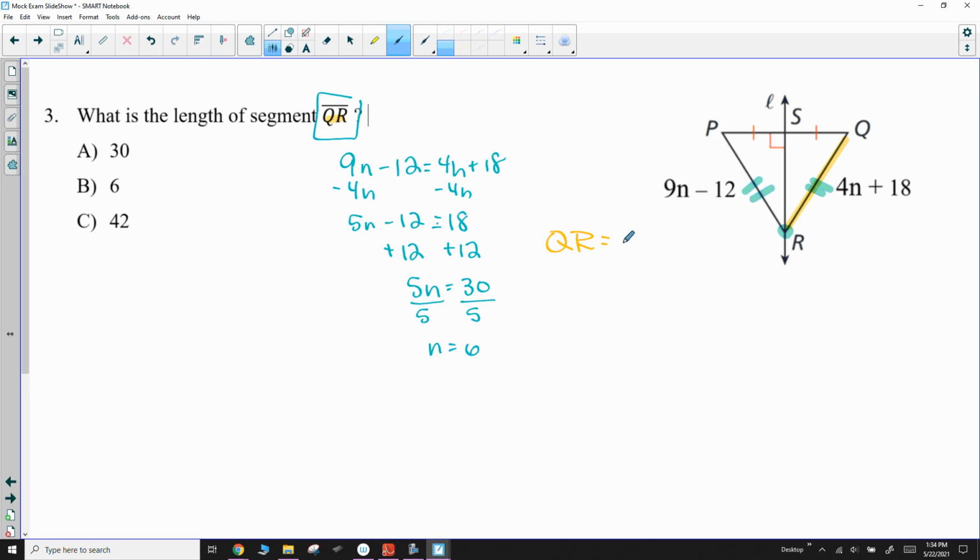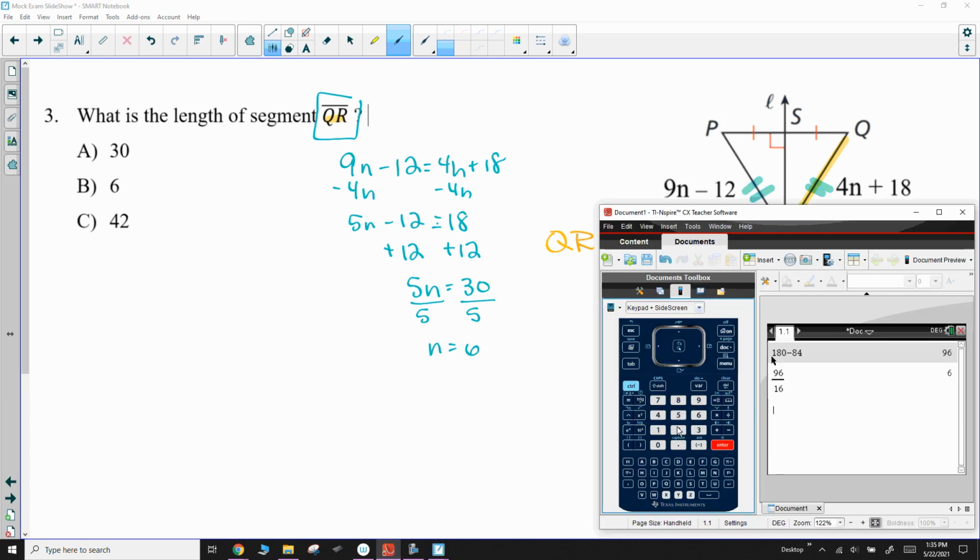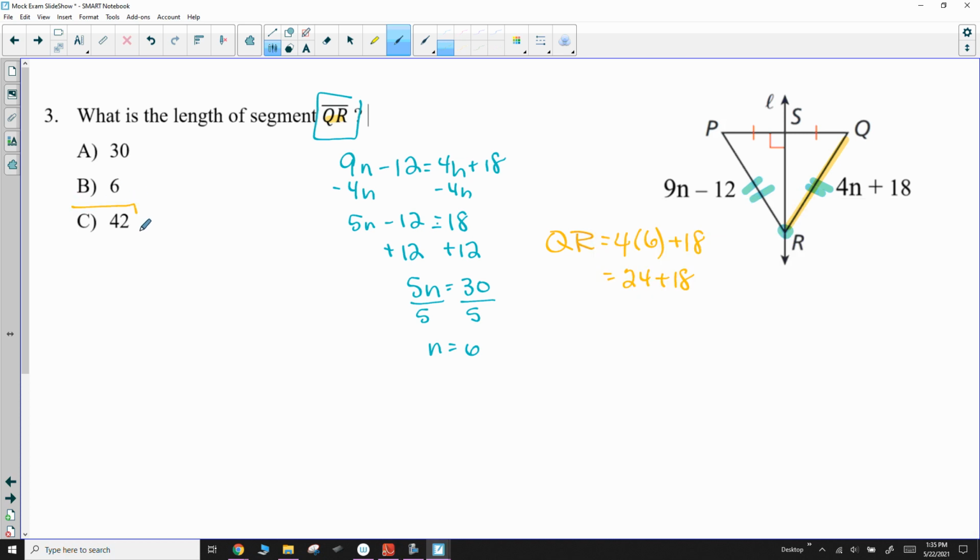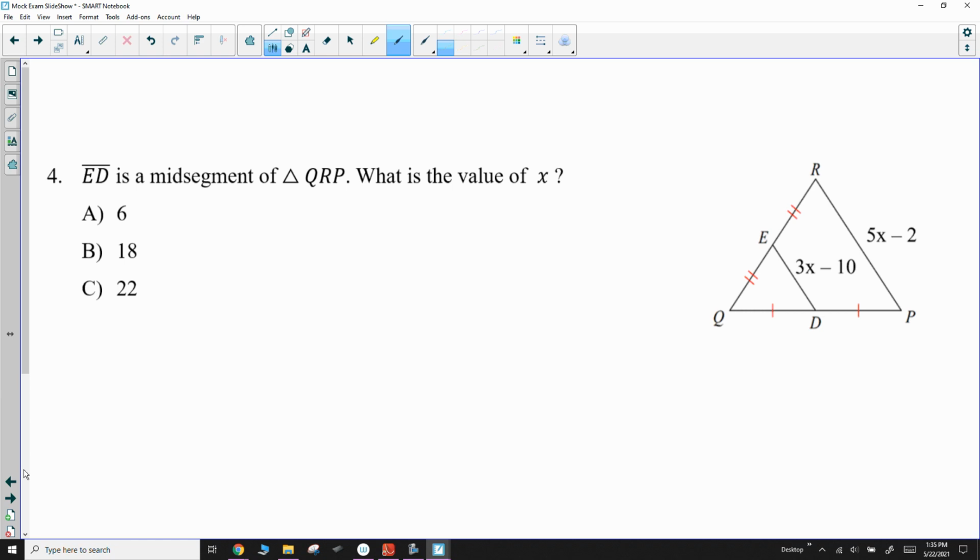QR is equal to 4 times n, which we just said was 6, plus 18. 24 plus 18, not relying on my head right now. 24 plus 18, double check that I typed that in right. 42 is the final answer for that one. ED is the midsegment of triangle QRP. ED, this is the midsegment of the triangle.